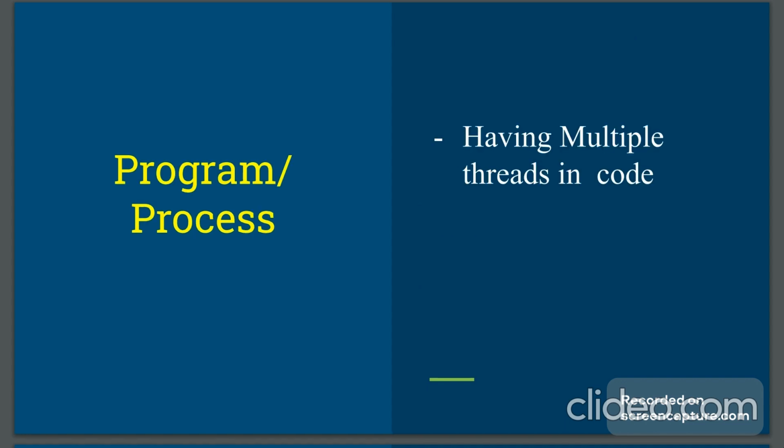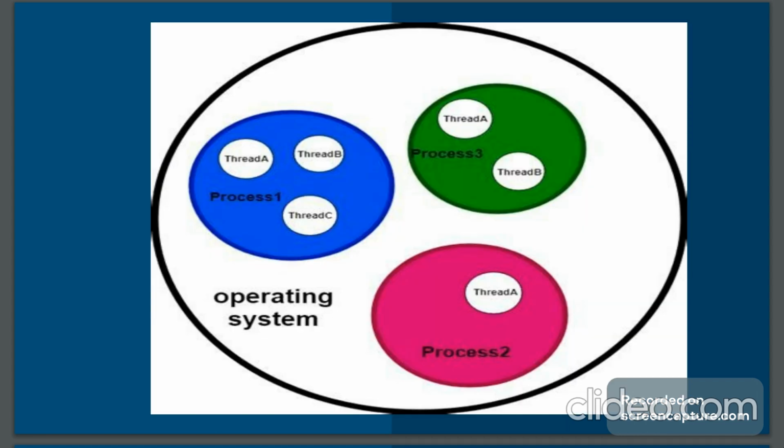Now, these programs or processes have multiple threads in the same code. Generally our operating system, like the Windows operating system, is known as a multi-programming or multi-processing OS. It means it is allowing multiple processes to run simultaneously. You know that when we are working on the Word file, at the same time we can open PowerPoint and we can switch between the windows.